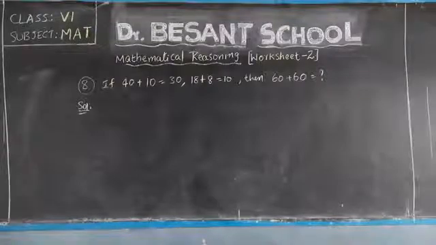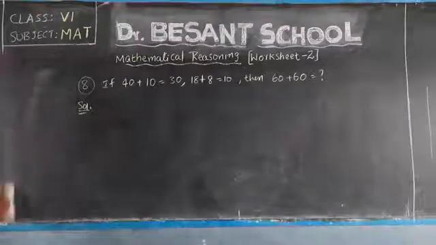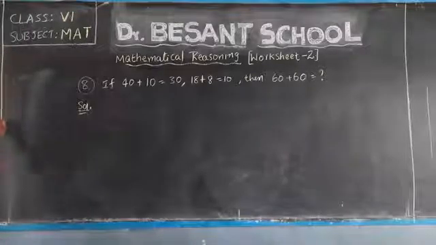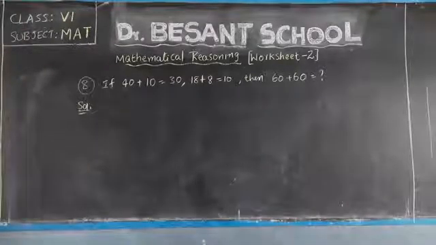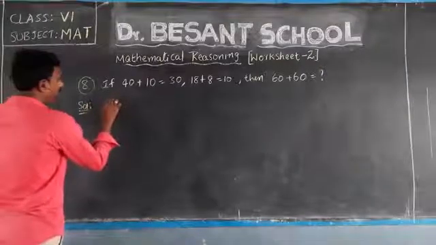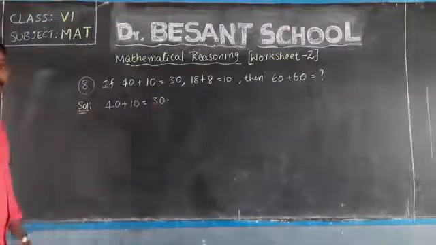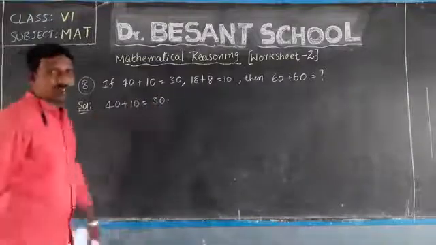So based on the two hints given, 40 plus 10 is equal to 30 and 18 plus 8 is equal to 10, then how much is 60 plus 60? Try it yourself. Guess the logic behind it. So what is given in place of plus and everything? 40 plus 10 is given as 30. Okay, check yourself. Shall I do it myself now? Now check the correctness of your answer. 40 plus 10 is equal to 30, sir. Generally 40 plus 10 equals how much?